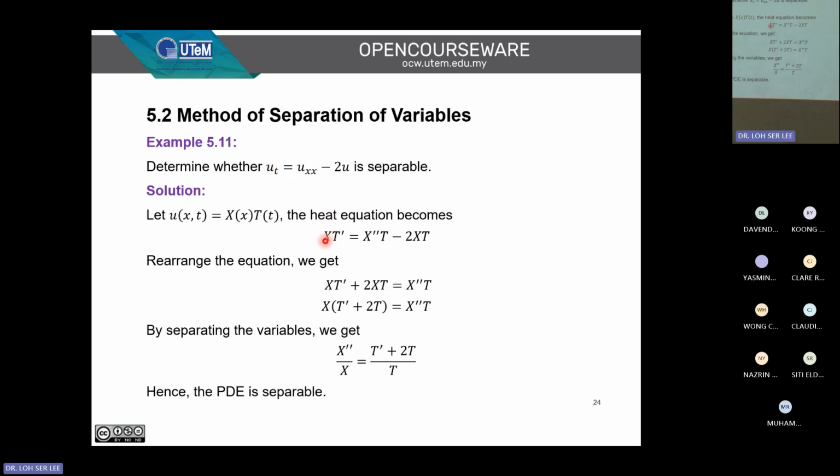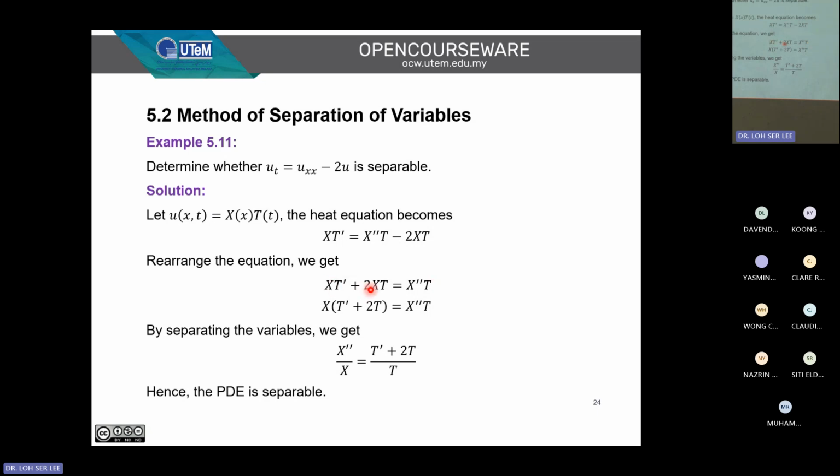Another example, this one. ut is X T prime, uxx is X double prime T, and your u is X times T. So when we rearrange, we try to separate the X and T. Here we have X, and this one also has X, so we can rearrange. We put this together with this on one side, and this one stays on the other side.